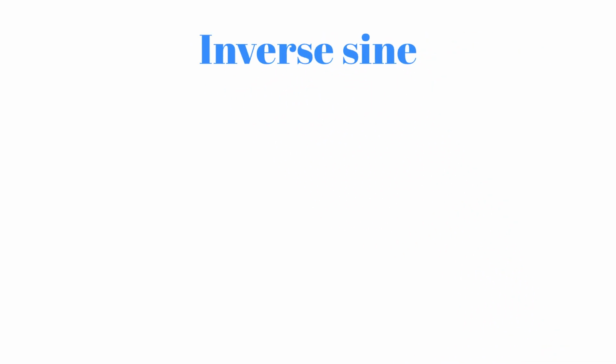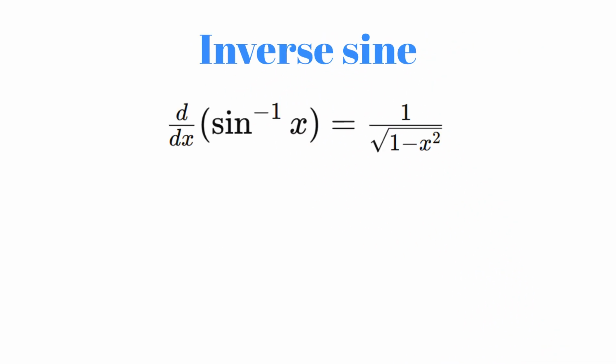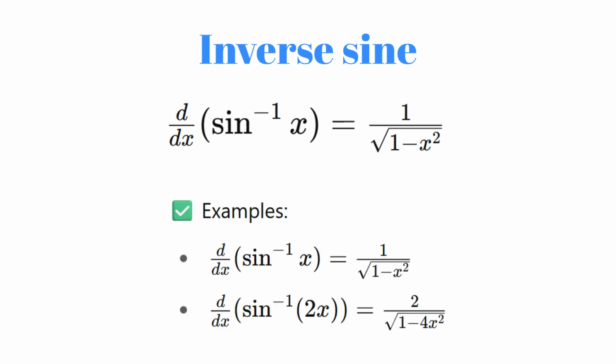Inverse sine. The derivative of sine inverse x is 1 over square root of 1 minus x squared. First example, the derivative of sine inverse x is 1 divided by the square root of 1 minus x squared. Second example, the derivative of sine inverse of 2x is 2 over square root of 1 minus 4x squared.